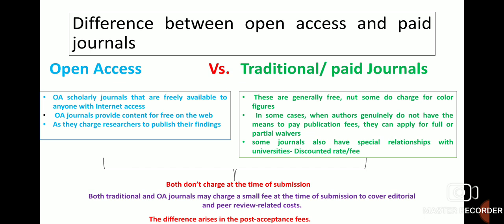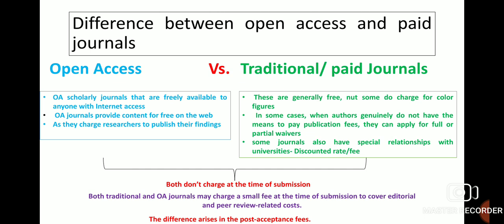On the other hand, traditional journals, which are paid journals, are generally free to publish in, but some do charge for color figures. In some cases, when authors genuinely do not have the means to pay publication fees, they can apply for full or partial waivers. Some journals also have special relationships with universities, so they can offer a discount or publish for free.